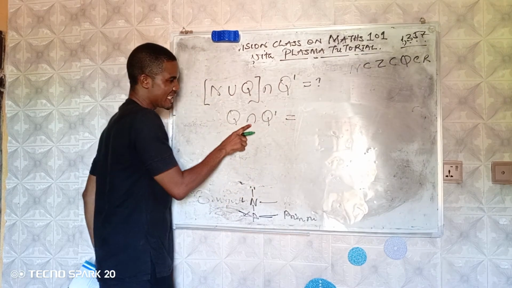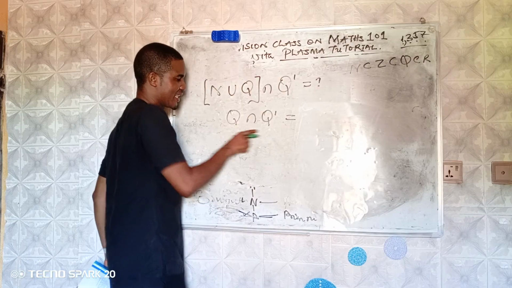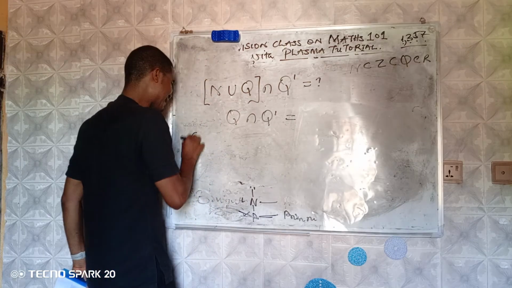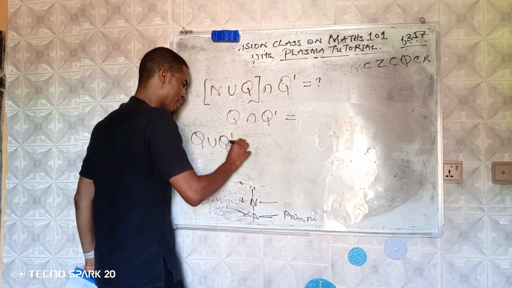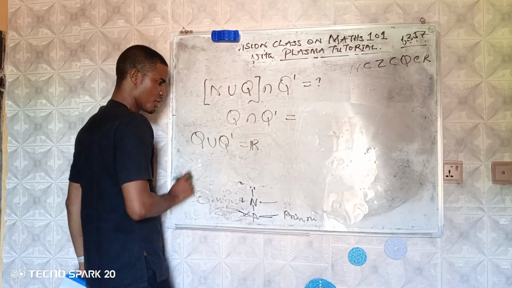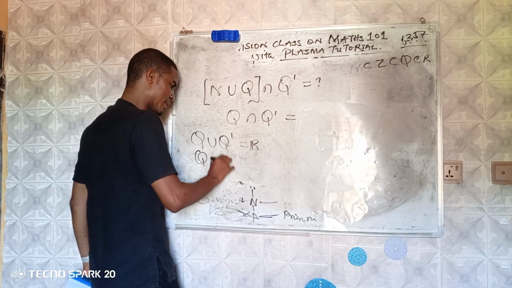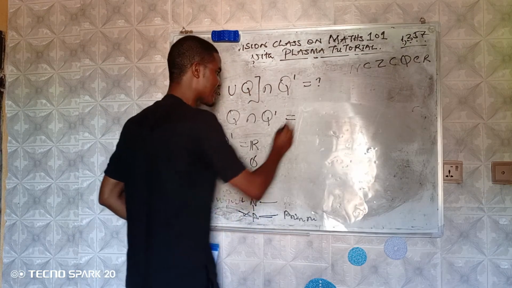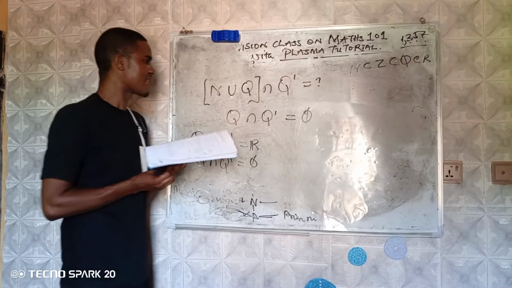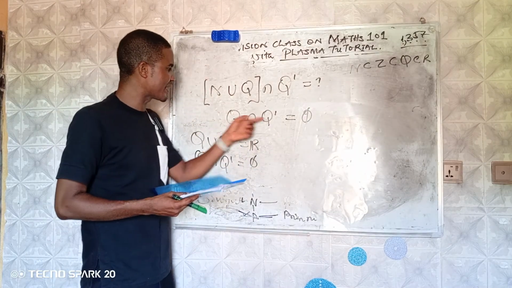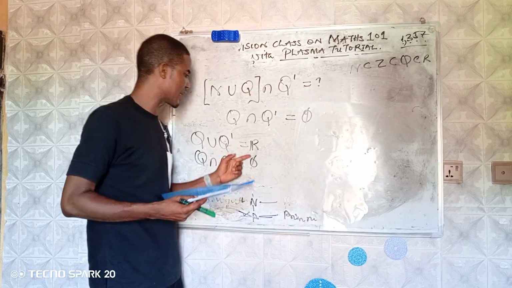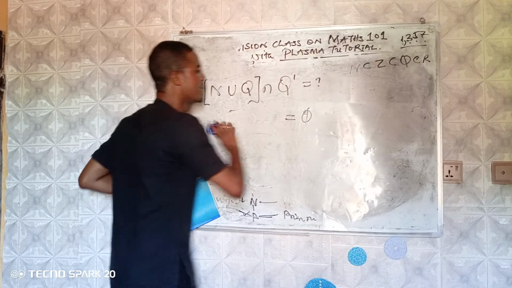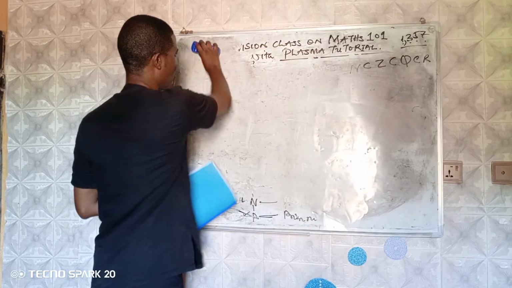Now, if you observe Q intersect Q prime, don't be fast to say Q and Q prime. Remember we already said that Q union Q prime is R. So Q intersect Q prime, there is nothing relating Q and Q prime. It's going to be an empty set. So the final answer here is empty set. There is nothing that Q and Q prime have in common, but their union will give you the real number set. Final answer there is an empty set. That is one question from there.